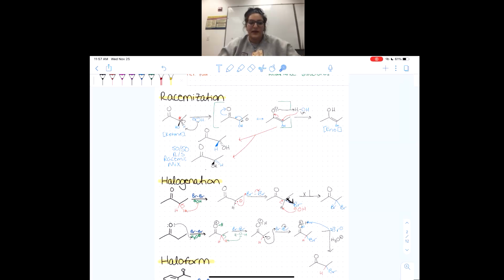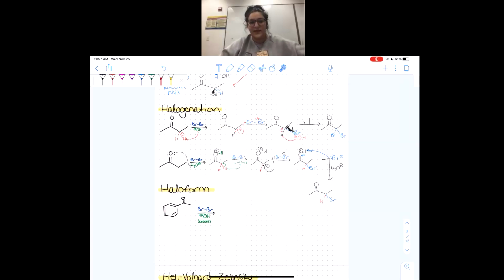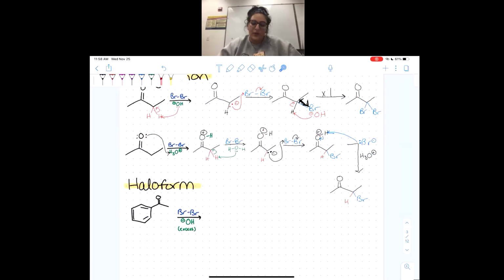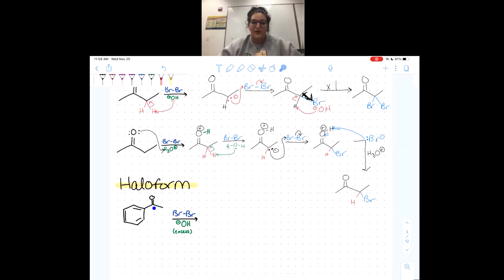Okay, and the last one I'm going to do, because it's in the same umbrella and I don't want to leave it to next week, is the haloform reaction. So the haloform is the same exact thing as a halogenation with base. The only difference is that now we have only one possible alpha carbon, and it has 3 hydrogens present.